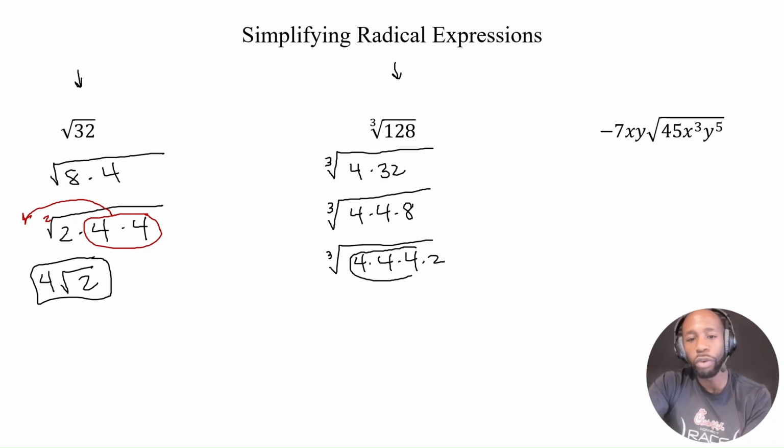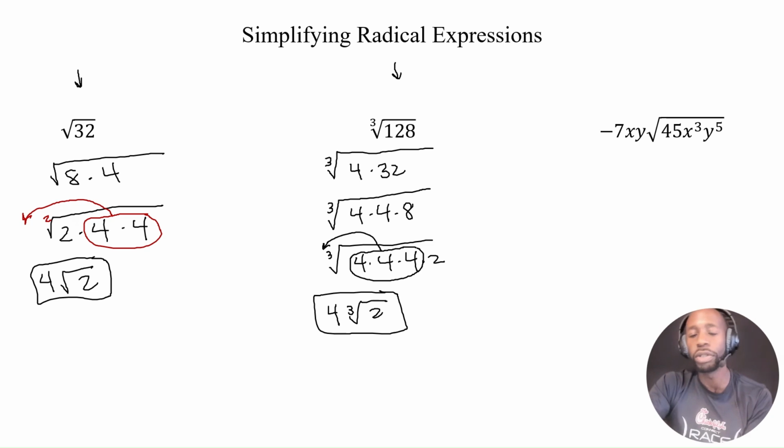You got 3 4s. We're looking to see if we have 3 of anything because our index is 3. So because we have 3 underneath, we can take those out as 1 4. So that becomes 4 times the cube root of 2. Okay, hopefully you see what's going on here.